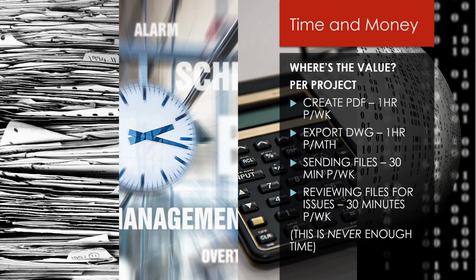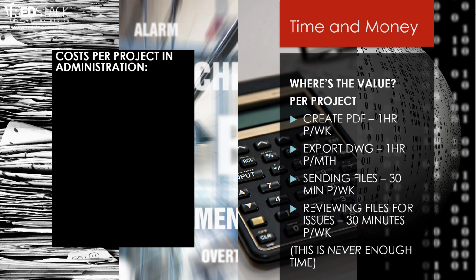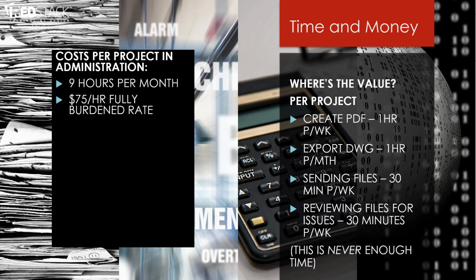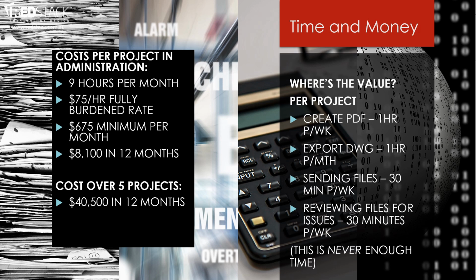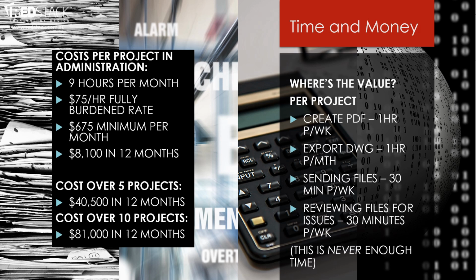Let's just look at those 4 tasks and what the costs are per project just in admin to do just those 4 tasks alone. That turns out to be 9 hours a month at $75 an hour. We're talking about $675 minimum per month just on those 4 tasks. Just in 12 months, that's $8,100. Now, if you've got 5 projects you're running on, that's 40K. Let's double that. And a lot of firms are running on 10 projects at one given time. That's a staggering number, $81,000 just in project administration alone. Even if we halve those figures, that's still 40K on 10 projects. It's still an alarming amount of money on time wasted.